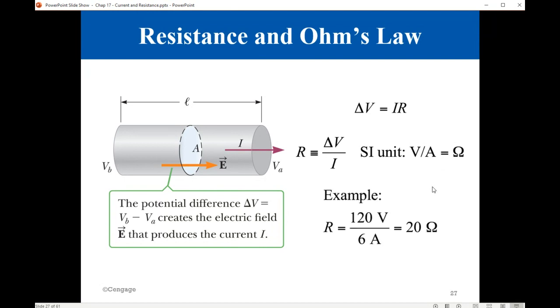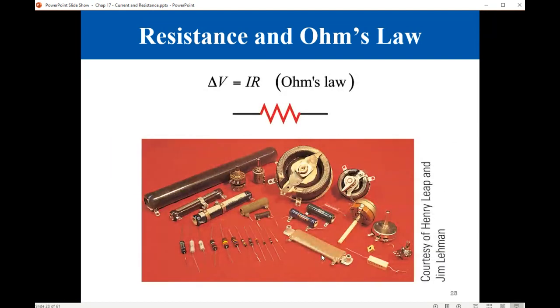For example, if the voltage difference is 120 volts and the current is 6 amperes, the resistance will be 20 ohms. 120 divided by 6, this is 20. And the unit is ohm. Resistance is measured in ohms. Usually, we use this symbol for resistance.